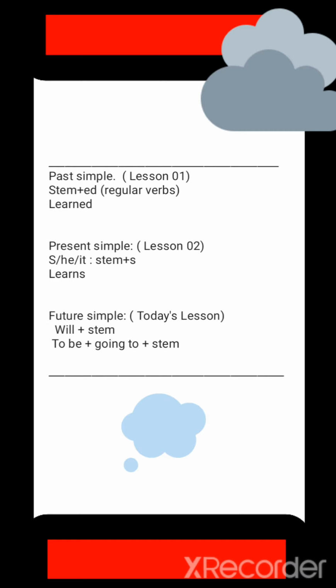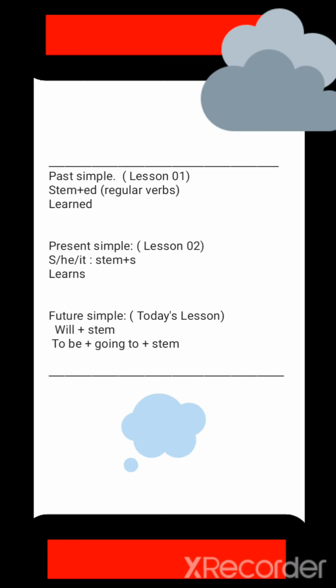Okay, now we remember the rules of the past, the present and the future simple together. We said in the first lesson about the past simple, when we conjugate a verb in the past simple, we said we keep the stem and we add ed with all the pronouns when the verb is regular, of course. When the verb is irregular, we said that we have to memorize and practice.